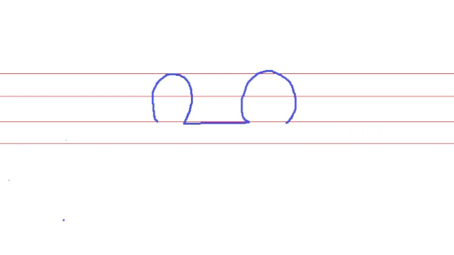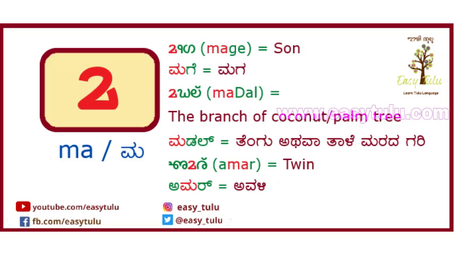Bha, bha. Next one is ma, ma. Examples: madalu. Madalu means the branch of coconut or palm tree. Mage. Mage means son. Maga in Kannada. Amaru. Amaru means twin. Avali in Kannada. Let us see how it is written.